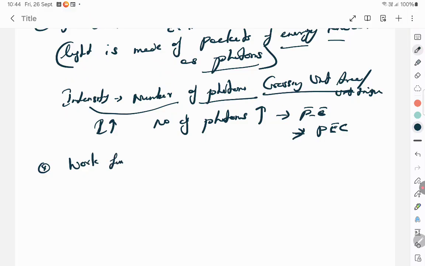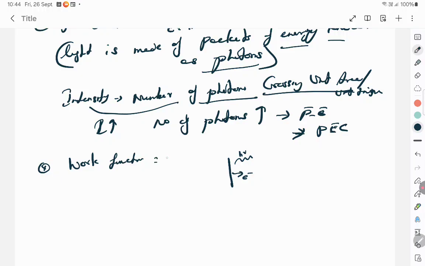The second point he is talking about is work function. He says every metal has its own work function. Work function is the energy required to eject an electron from a metal surface. What amount of energy is required to eject an electron?